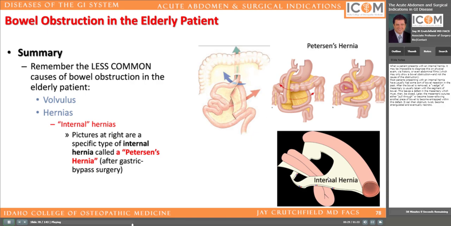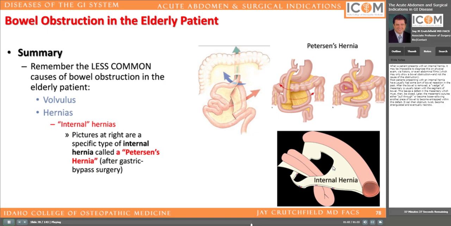Most patients presenting with an internal hernia have usually had some sort of bowel resection in the past. After the bowel is removed, a wedge of mesentery is usually taken with the segment of bowel. This leaves a defect in the mesentery, which must then be closed. Later, the mesenteric sutures either pull through or become loose, and it allows another piece of bowel, usually small intestine, to become entrapped within this defect. It can then obstruct, twist, become strangulated, and eventually necrotic.